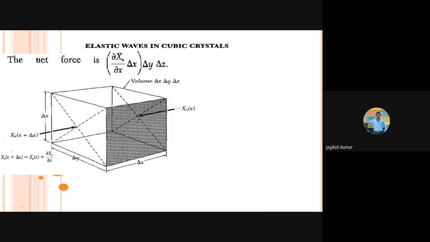I hope you are able to get what I am saying. Is this clear, or are you confused? Is this okay? Are you able to get how shear stress will lead to another component for x direction force?